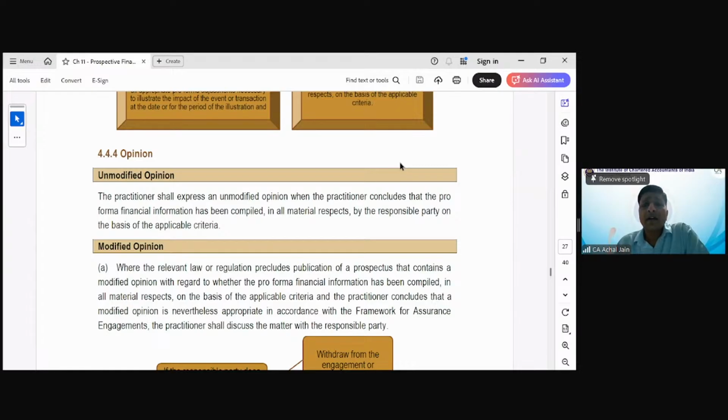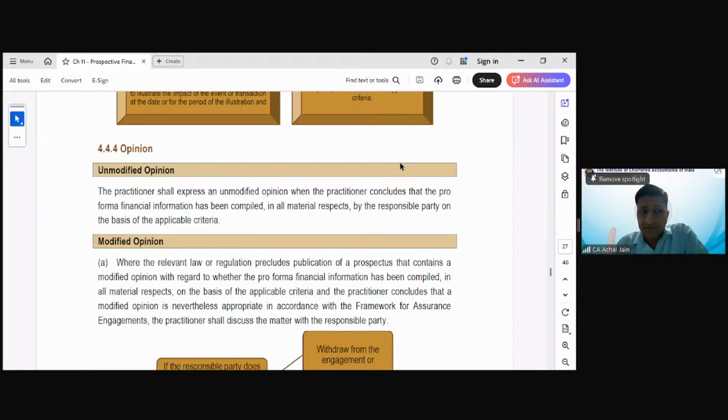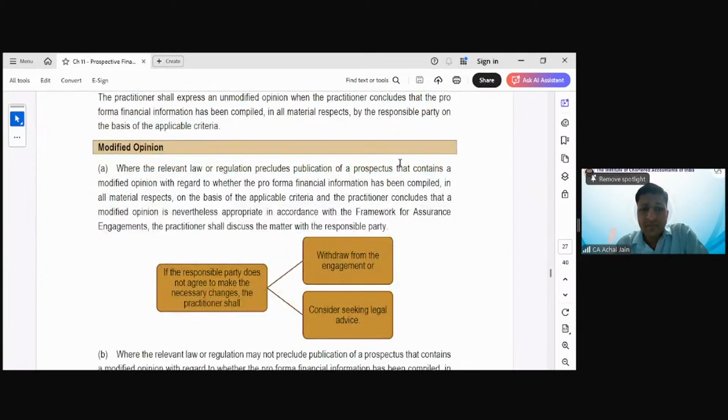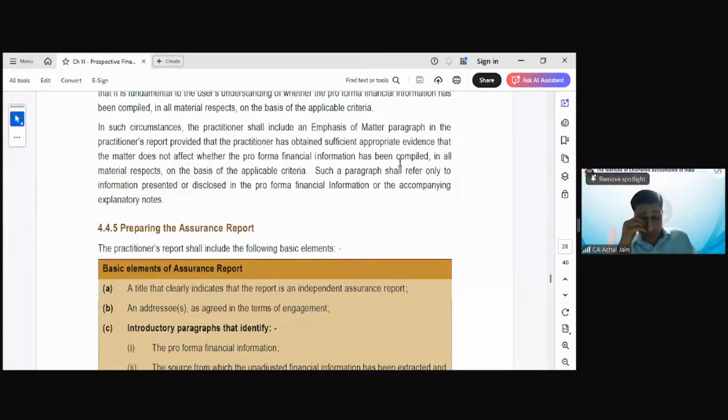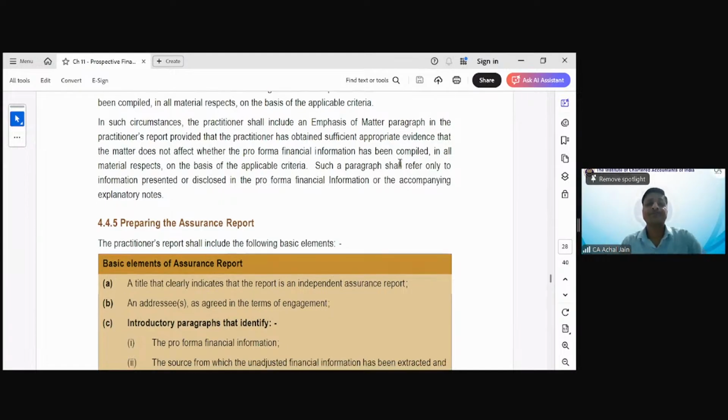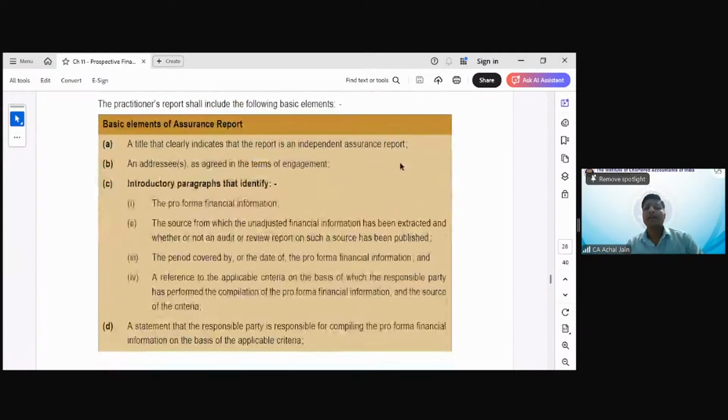Practitioner's responsibility is performing the procedures to assess whether the applicable criteria used in the compilation of the pro forma financial information provided is a reasonable basis for presenting the significant effects of the event or transaction. Correct. It is our main responsibility. Correct. It is your main responsibility, and this is going to be your focus area.